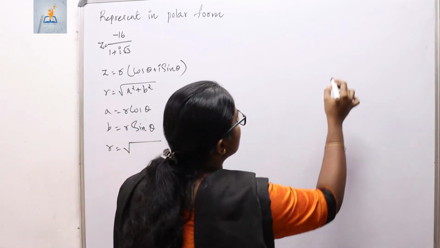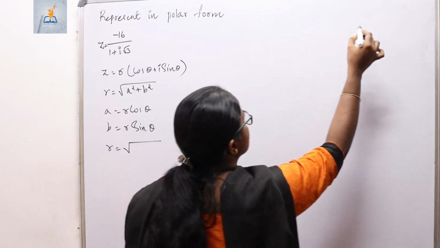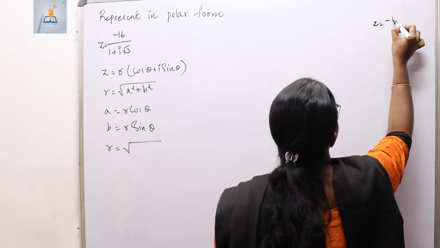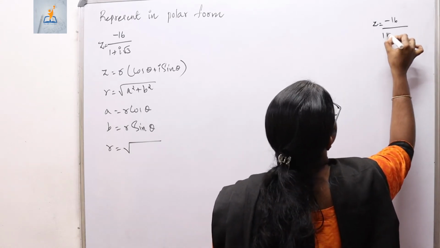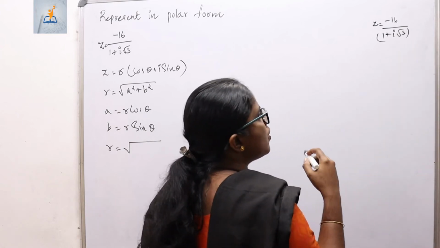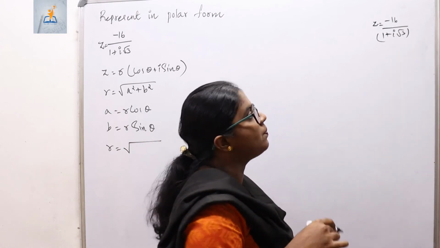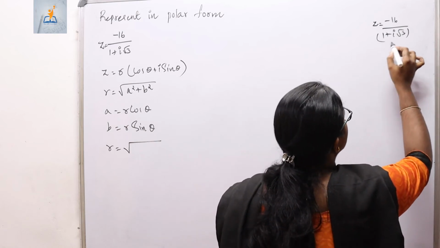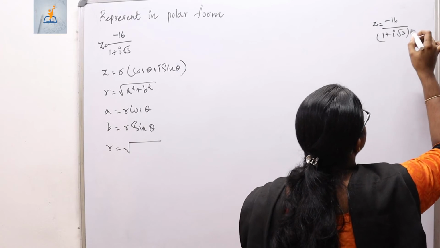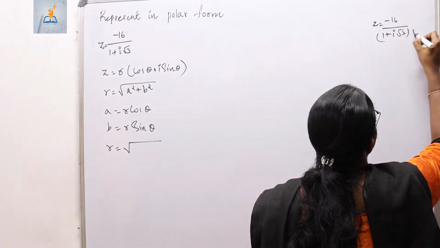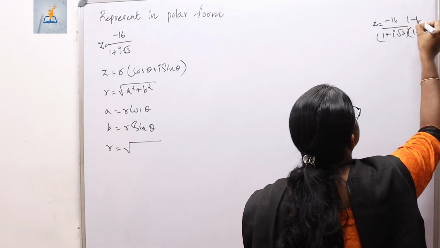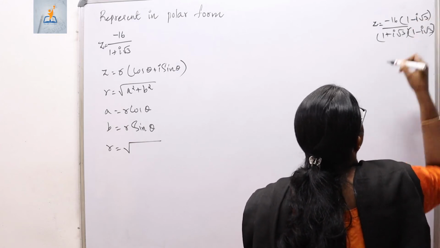So first of all we are going to make the complex number into standard form, that is z is equal to minus 16 by 1 plus i root 3, the given complex number. In order to make it into the standard form, we have to multiply the denominator with its conjugate. The conjugate of 1 plus i root 3 is 1 minus i root 3. So we are going to multiply it in both numerator and denominator.